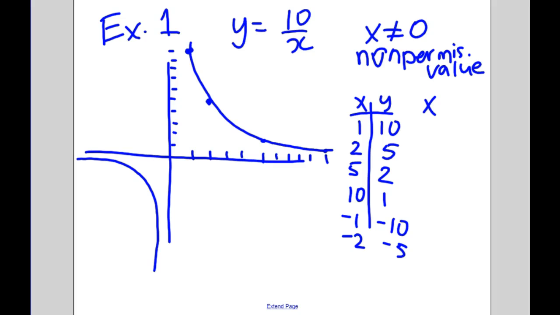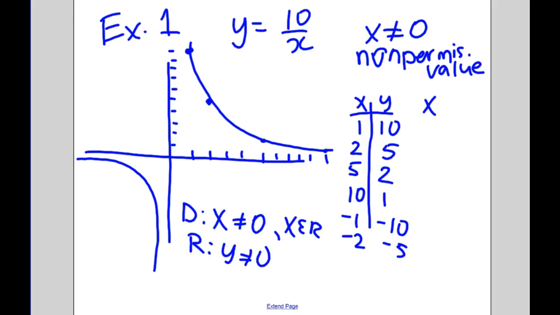The domain. The domain in here is going to be x can't equal 0, for all real numbers. That's why they always just throw that at the end. But x can't equal 0 for the domain. And our range is going to be the same. y can't equal 0, for all real numbers.